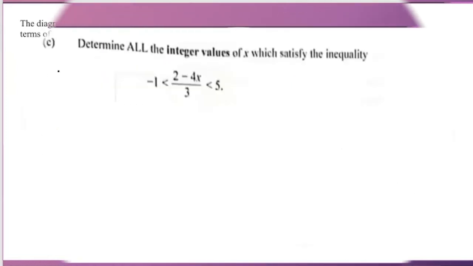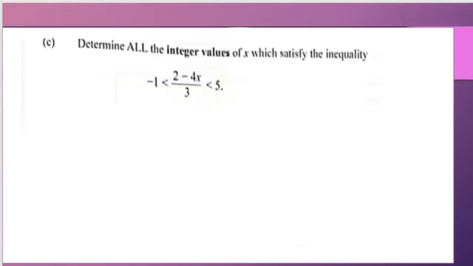The final question: determine all the integer values of x which satisfy the inequality. We have 2 minus 4x over 3 is greater than negative 1 but less than 5. First, let us get rid of the 3. To do that, we multiply all of this by 3.